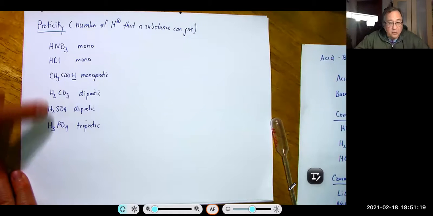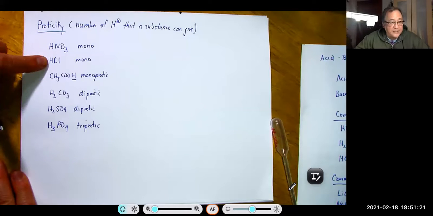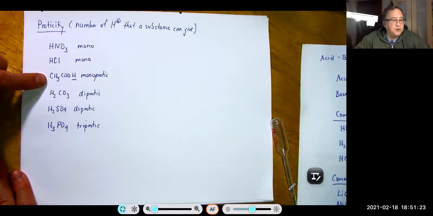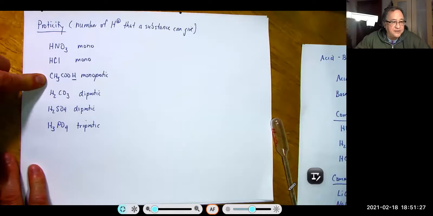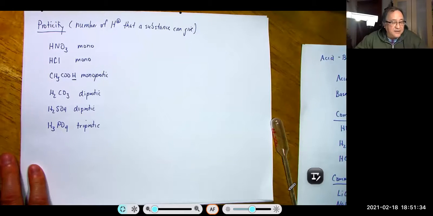If we look at the monos, 2 of them are strong and 1 is weak. So what does proticity tell you about the strength of an acid? And the answer is nothing. Proticity is how many it can provide, but it is not about strength.